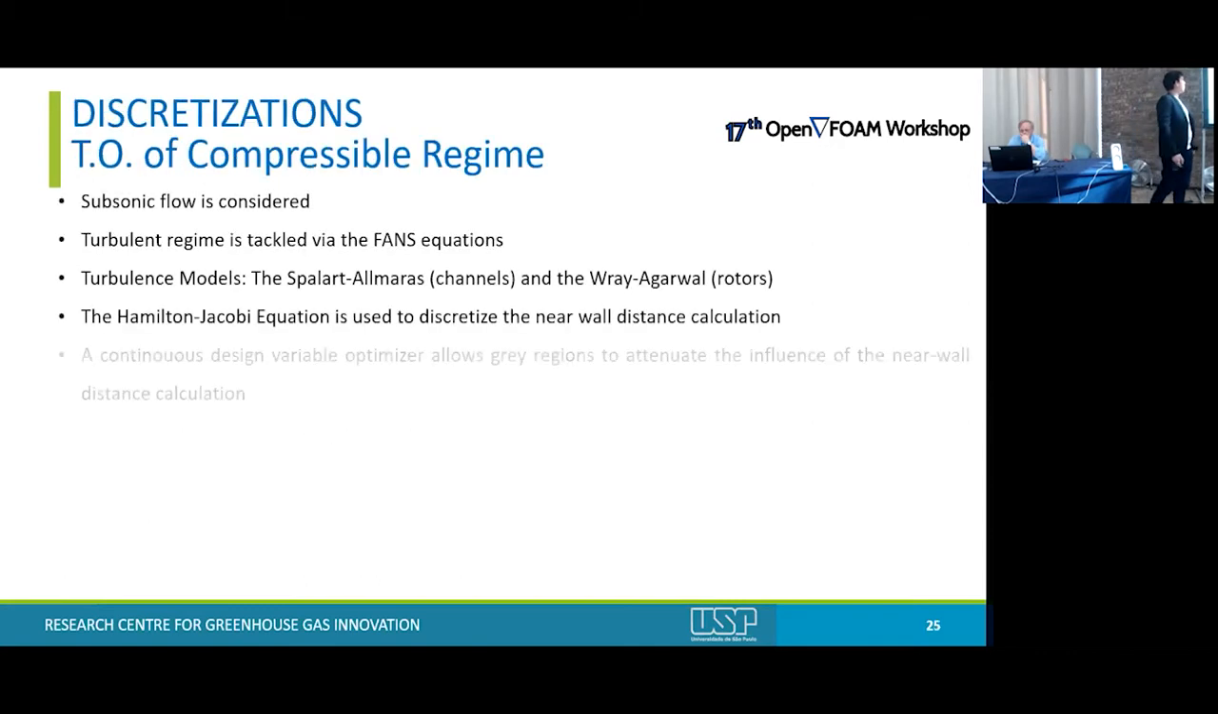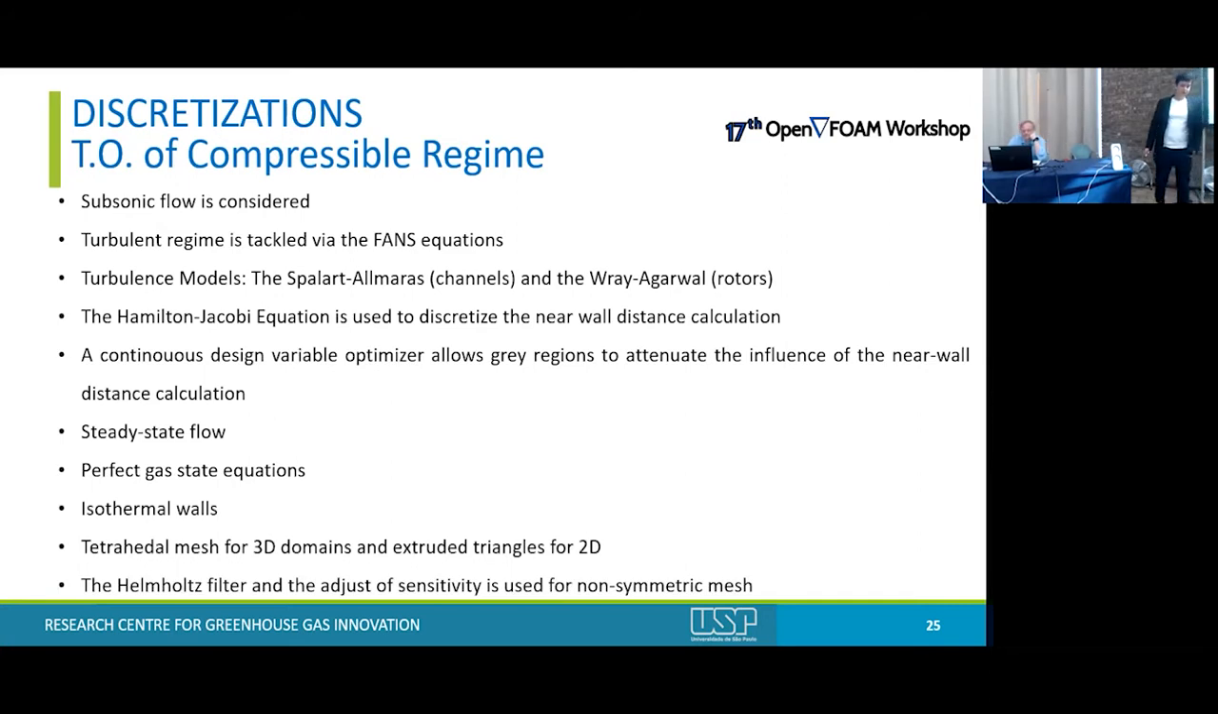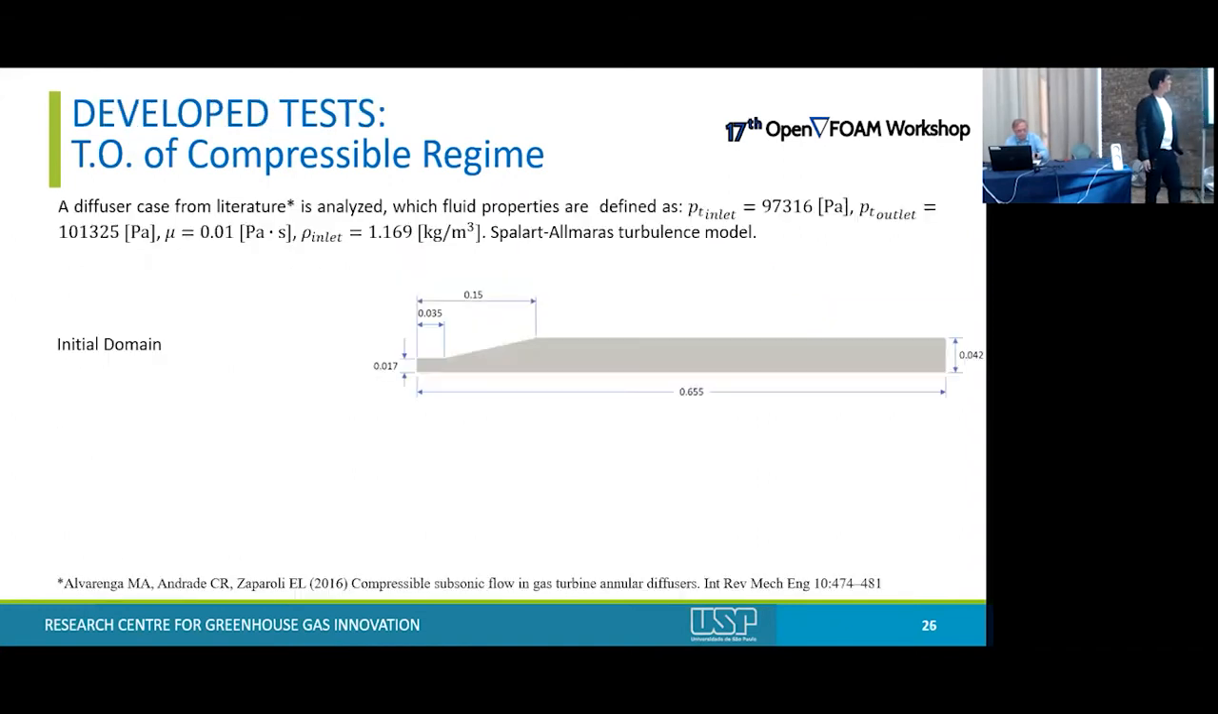At first, a lot of discretizations were made. The results that I'm showing you here are for subsonic flow, perfect gases, and isothermal walls. For the Spalart-Allmaras model we use it for the channel optimization, and the Ray-Agarwal model for the rotor optimization. We have used the RANS equations and the positiveness hypothesis as well in order to get these results.